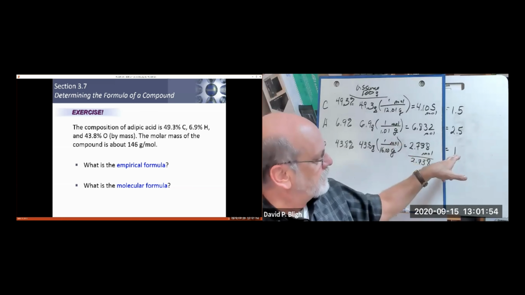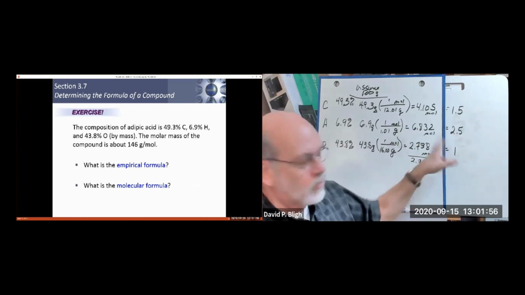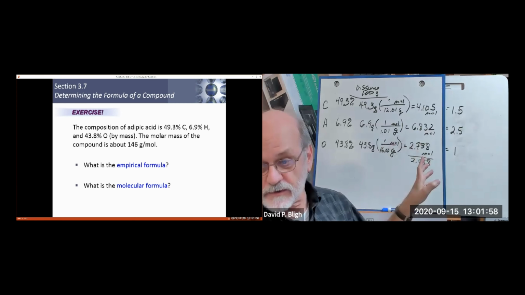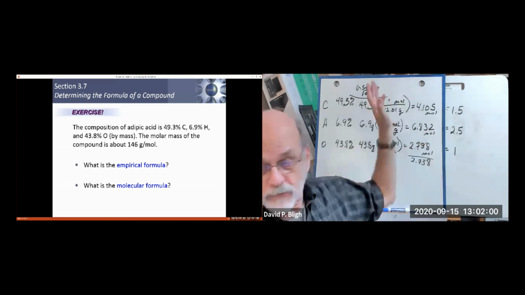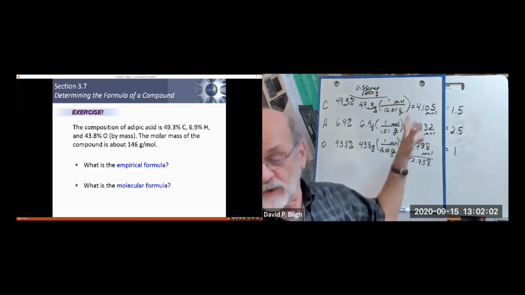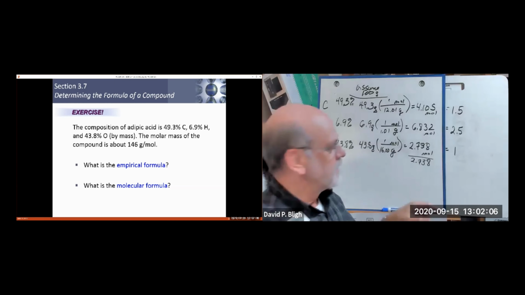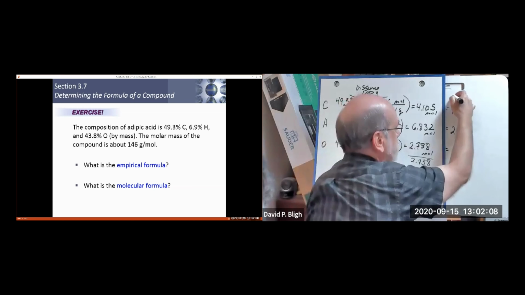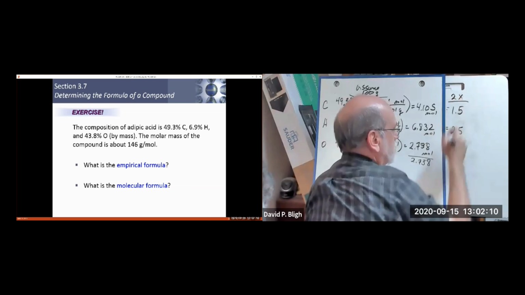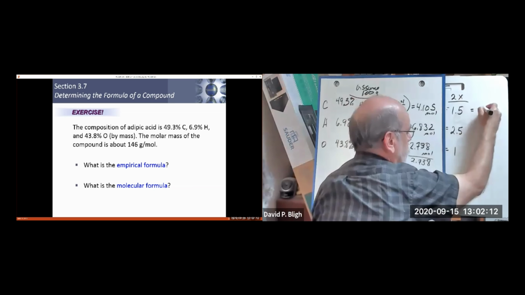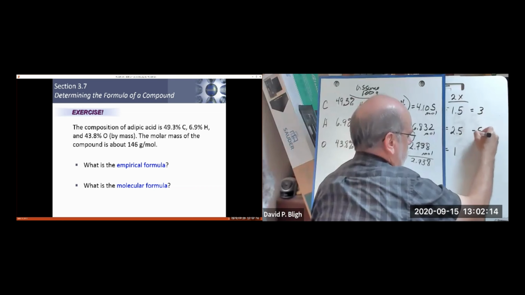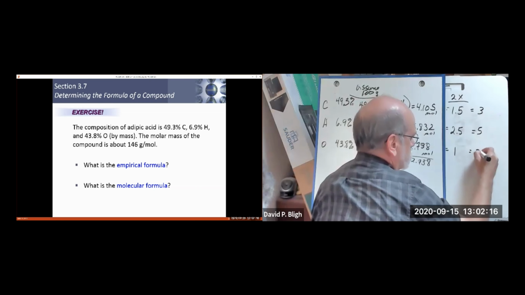So, what do we need to do to make whole numbers out of this? If you multiply all of them through by 2, you get rid of the half, right? 2 times a half is 1. So if we multiply 2 times each one of these, then we get 3, 5, 2.